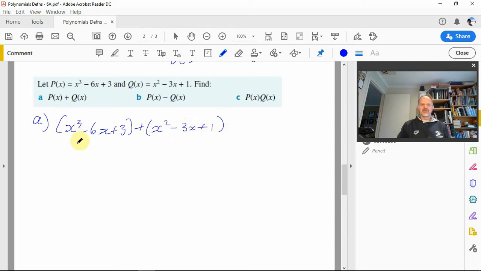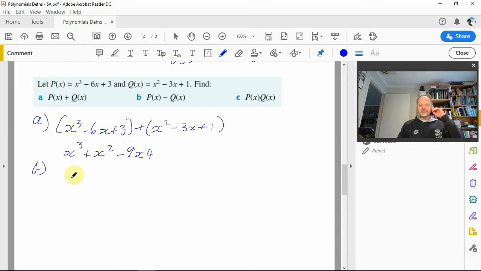All right, so it's only one lot of x cubed. We've got x squared here, none here, so plus x squared because we're plussing. Minus 6x, and a minus is still a minus, and minus another, so minus 9x. And then 3 plus 1 is 4. Simple as that.